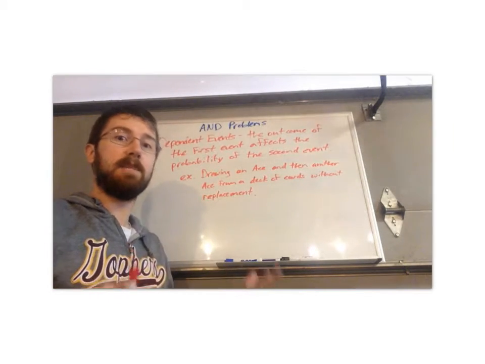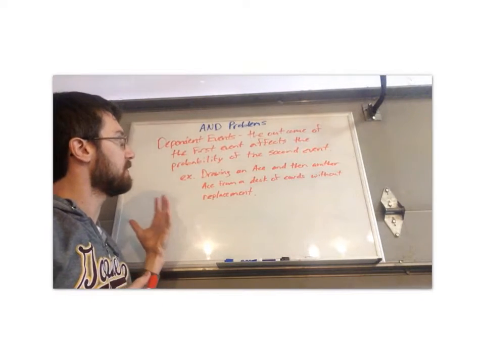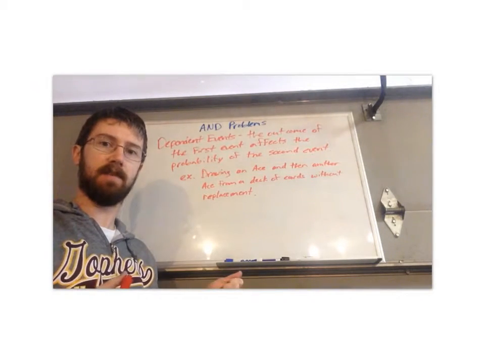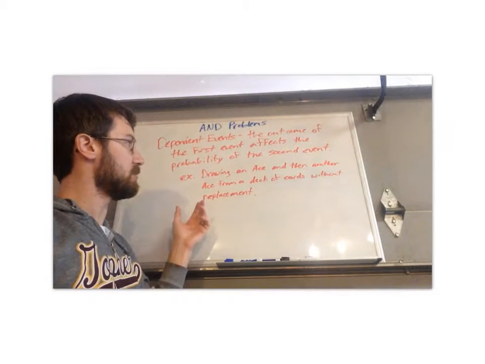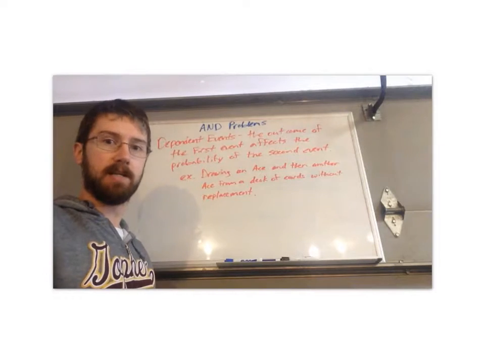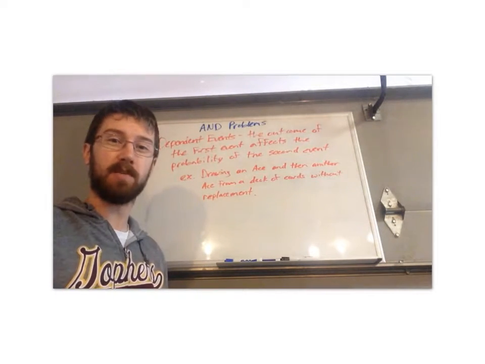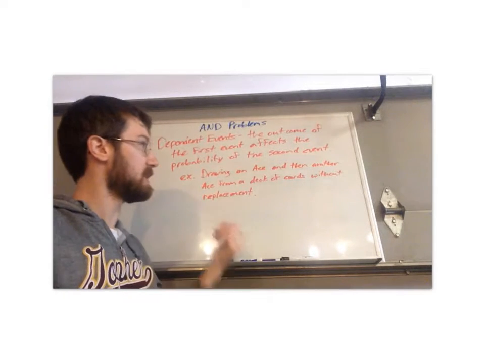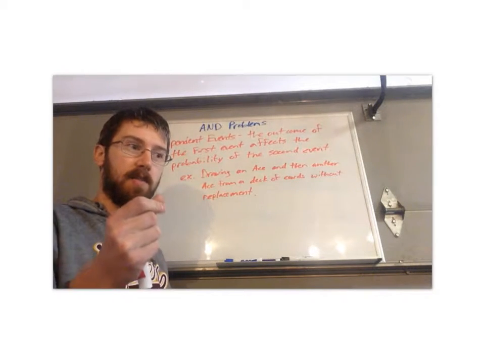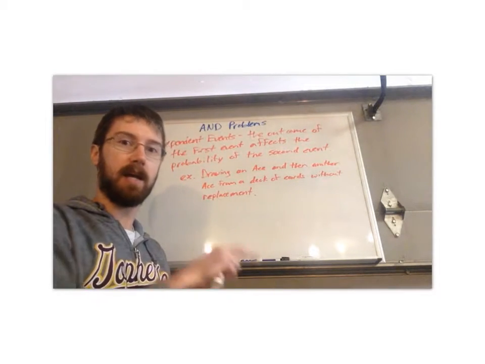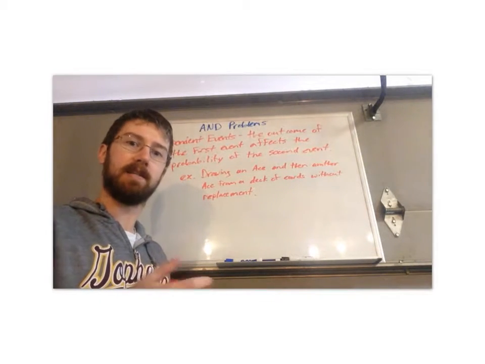Alright, a dependent event is when the outcome of the first event affects the probability of the second event. For example, drawing an ace from a deck of cards, then drawing another ace without replacement. That's something you're going to hear in this unit: drawing with replacement, drawing without replacement. Without replacement means I drew an ace out of the deck, didn't put that card back, and drew another card. So now there's one less card in the deck for that second draw.